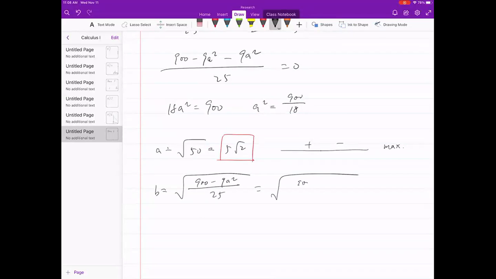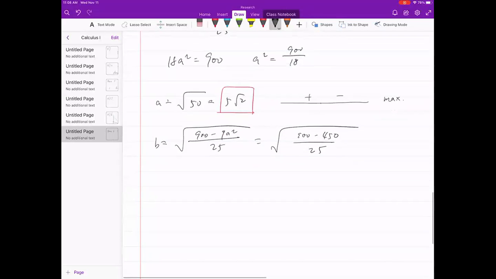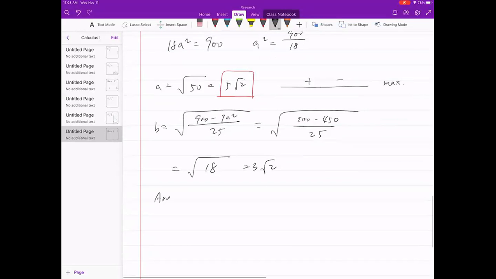What's that? Let's go with 2. Then the final area is going to be A times B, which is 5 square root of 2 times 3 square root of 2, which is 30.